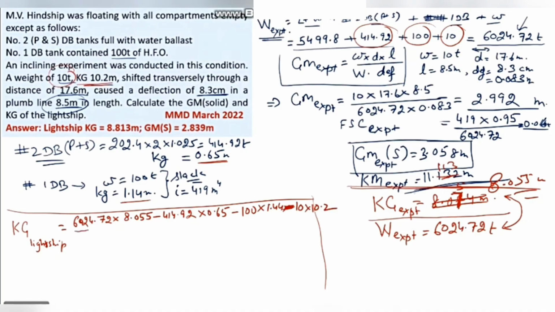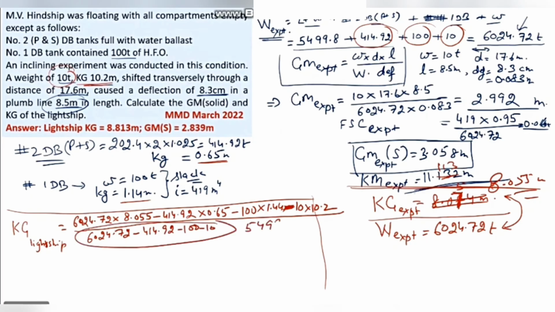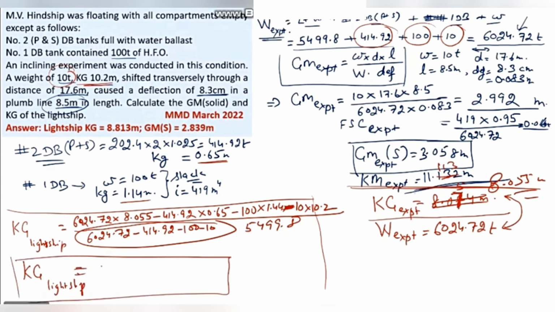And this one divided by, basically you can directly divide by light ship displacement, or if you're using the principle of moments, you can say 6024.72 minus 414.92 minus 100 minus 10. It is effectively coming as 549.8, right guys? And this will give you the KG of the light ship, right? What is the KG of the light ship coming from this question? Give up to 3 decimal places, guys.